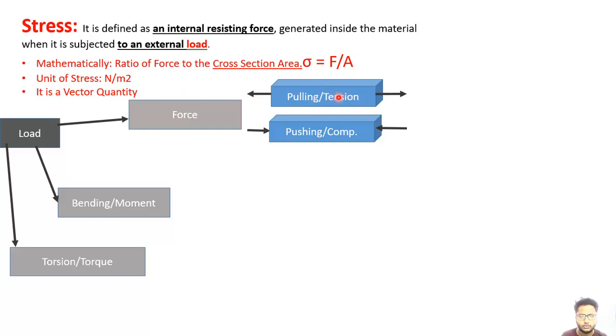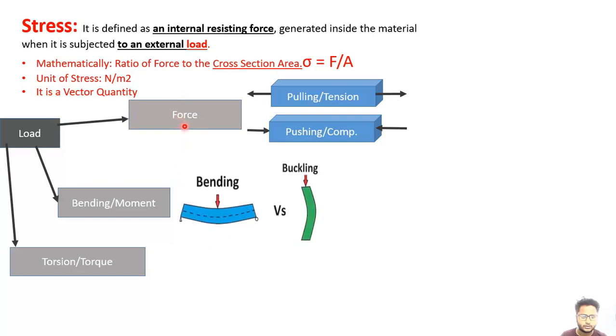So if we want to generate stress inside the material, we should apply forces in the opposite direction with the same magnitude. This one is the tensile force, pulling or tension, and this is for the pushing or compression force. In both cases the forces are the same, so the stress generated is the same in magnitude, but here it will be tensile stress, and here it will be compressive stress. This is the load which is known as force.